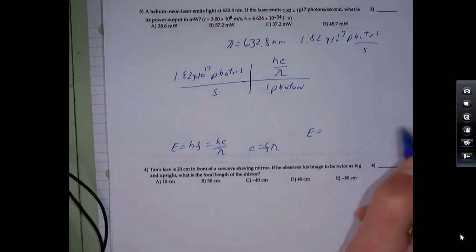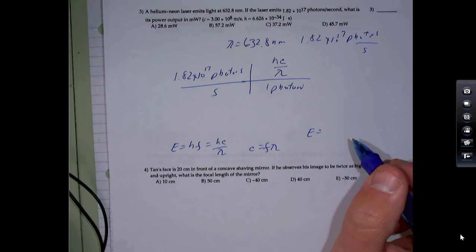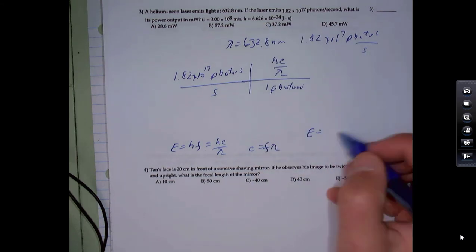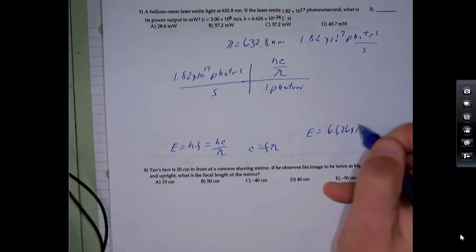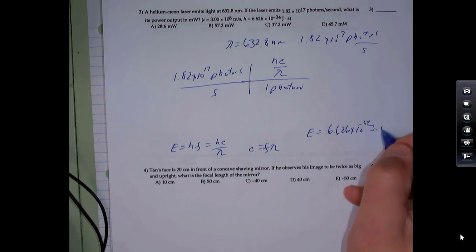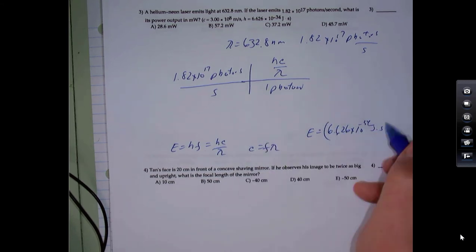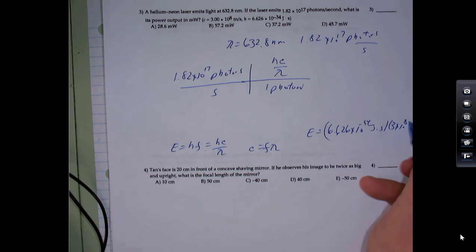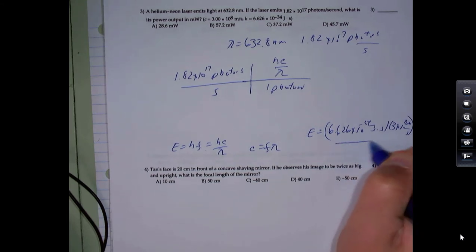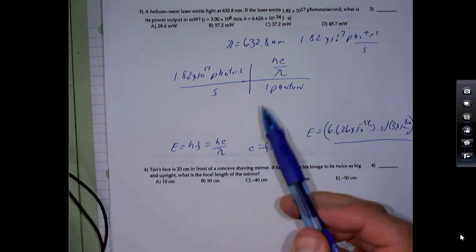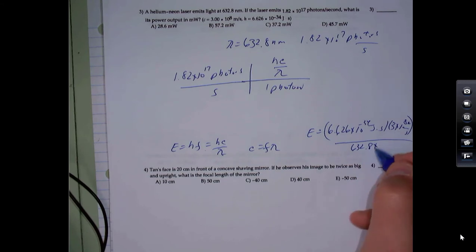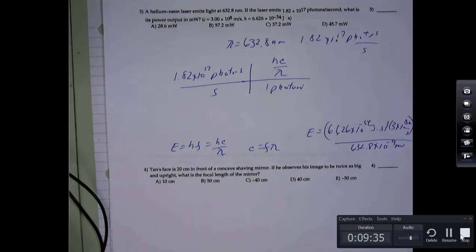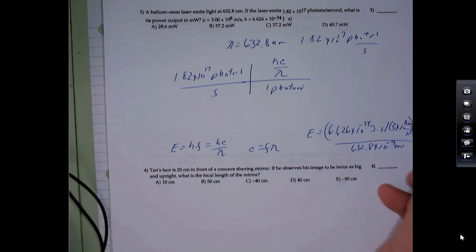So hc divided by the wavelength, and here's the value of h that we'll use. 6.626 times 10 to the minus 34th joules times seconds. That's h. 3 times 10 to the 8th meters per second, and then divide it by the wavelength. And that's given in the problem, 632.8, and don't forget nanometers, so times 10 to the minus 9th meters. Now, as far as the units go, you see there's a meters and a meters, they cancel out. Here's a seconds and a seconds, they cancel out. So we're left with joules.